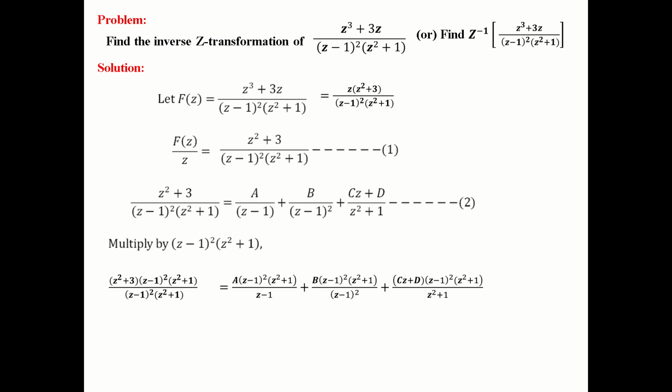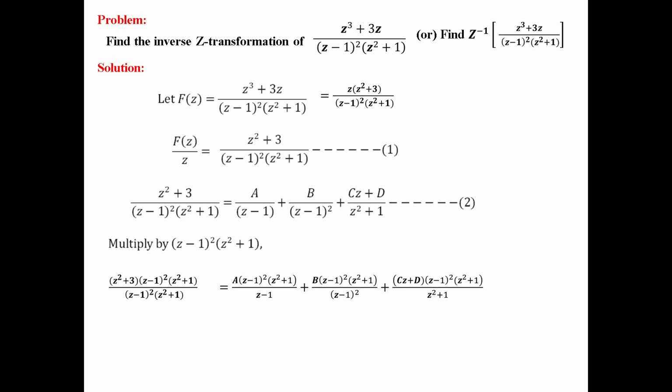Now cancelling. On the left hand side, you will get z square plus 3. On the right hand side, first term A into (z minus 1), numerator and denominator get cancelled. So remaining you have A into (z minus 1) into (z square plus 1), plus the second term B into (z minus 1) square, plus the last term (Cz plus D) into (z minus 1) square. (z square plus 1) in the numerator and denominator get cancelled. Right? Now we need to find the values of A, B, C and D.